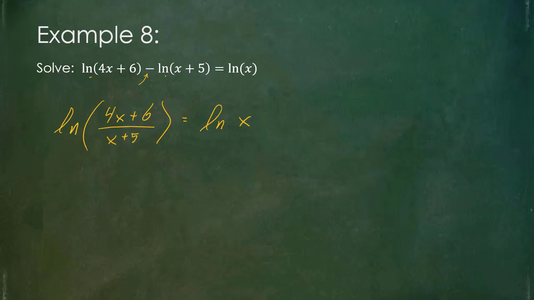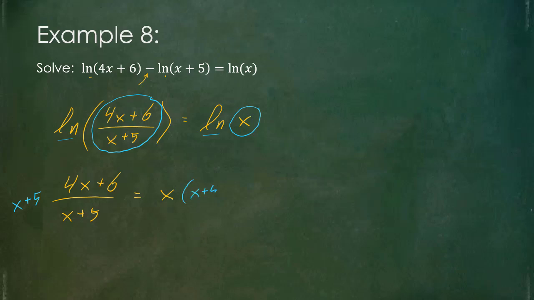Now what's nice about this scenario is because both sides have the same log, if they truly are equal to each other, then the inside of the logarithm on the left needs to equal the inside of the logarithm on the right. So if I were to basically just eliminate or get rid of the logarithms, that now opens up the ability for me to try and solve for the x that I have. And just like before, I don't really care for that fraction right off the bat, so I'm going to just multiply both sides by x plus 5. That way the denominator cancels, leaving me the 4x plus 6.